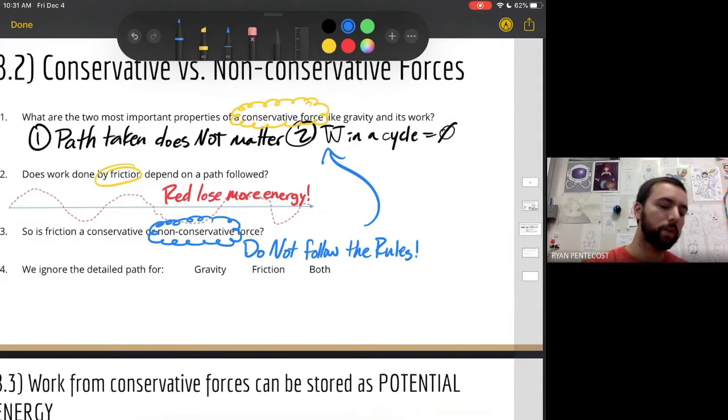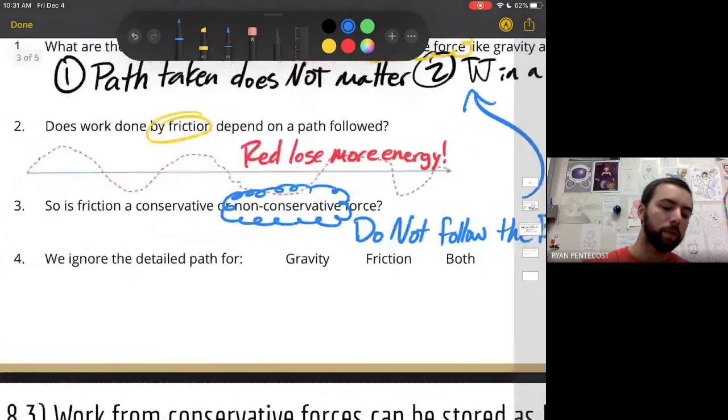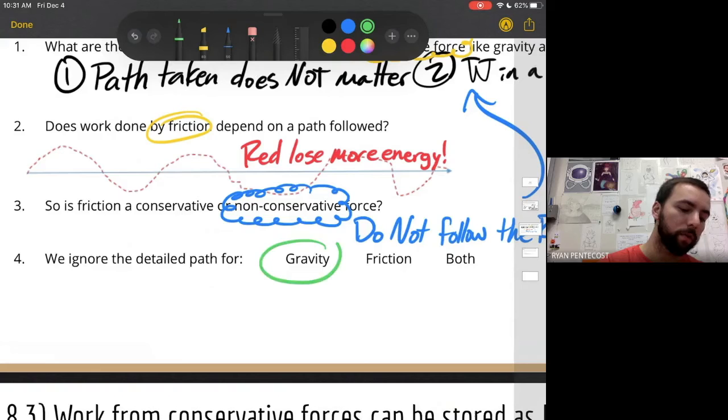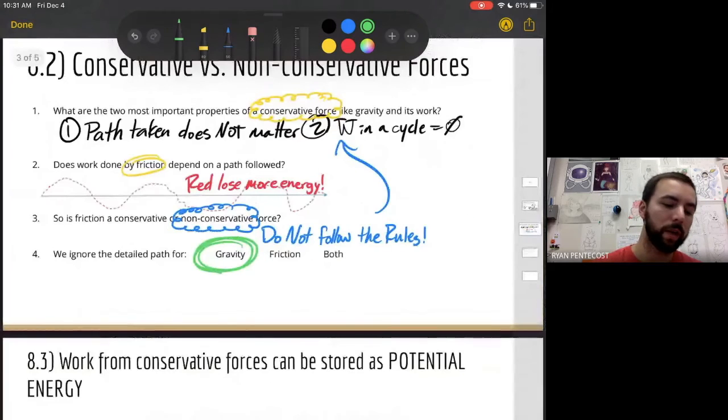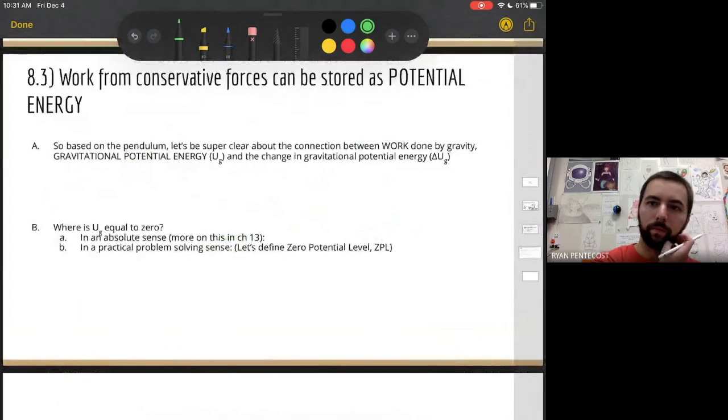Now, just to drill in this point, which one do we ignore the detailed path for? Gravity, friction, or both? We ignore the path for gravity. Friction, you can't ignore the path. Every tiny distance that you rub against a surface or go against water or air or any kind of resistive force like that, it matters. Okay? So that's the difference between a conservative and a non-conservative force.